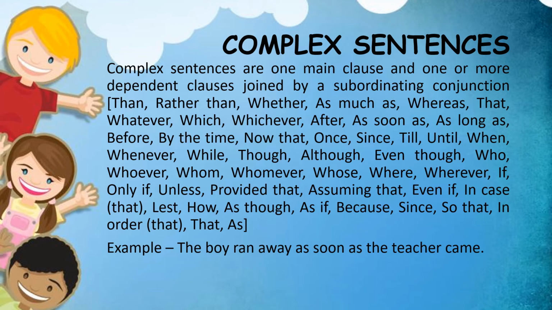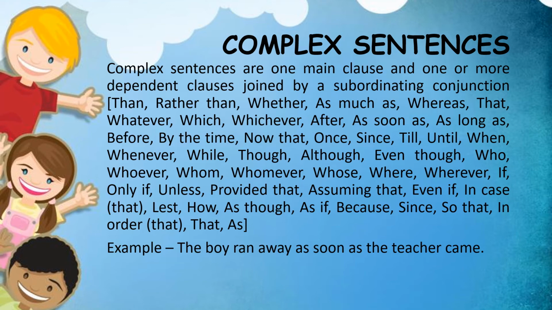The subordinating conjunctions are the ones given in the bracket. These are not all, just a few: than, rather than, whether, as much as, whereas, that, whatever, which, whichever, after, as soon as, as long as, before, by the time, now that, once, since, till, until, when, whenever, while, though, although, even though, who, whoever, whom, whomever, whose, where, wherever, if, only if, unless, provided that, assuming that, even if, in case that, lest, how, as though, as if, because, since, so that, in order that, as.